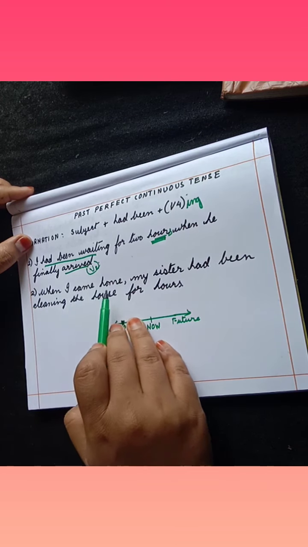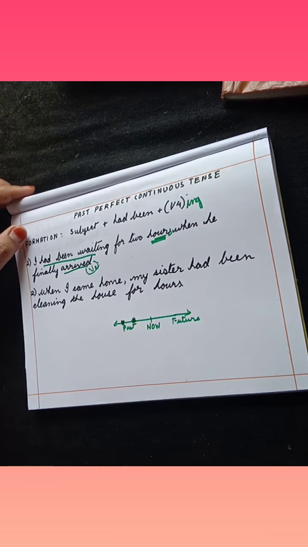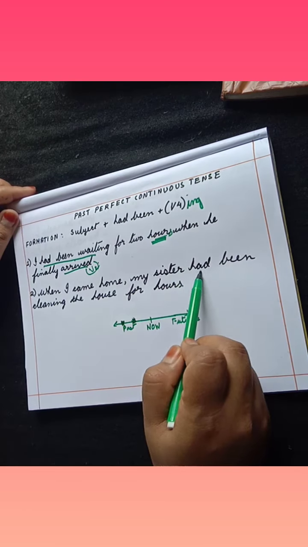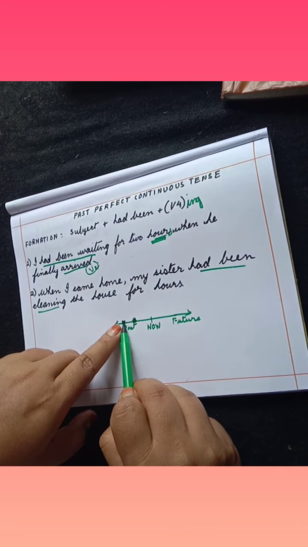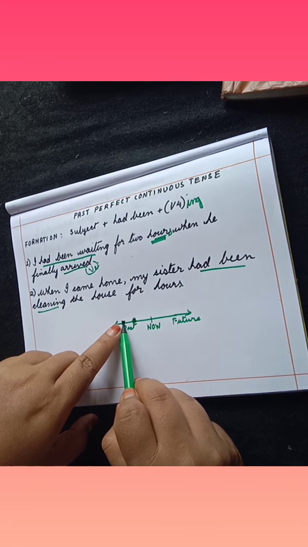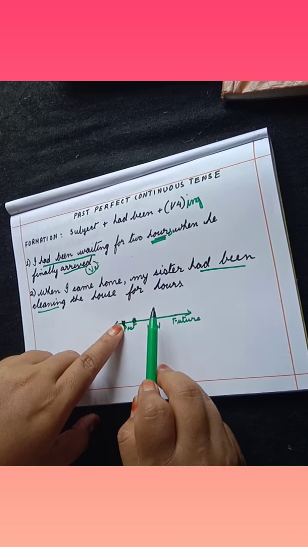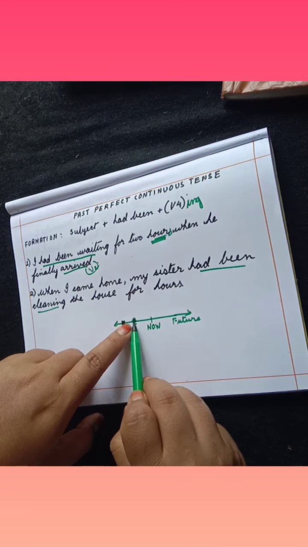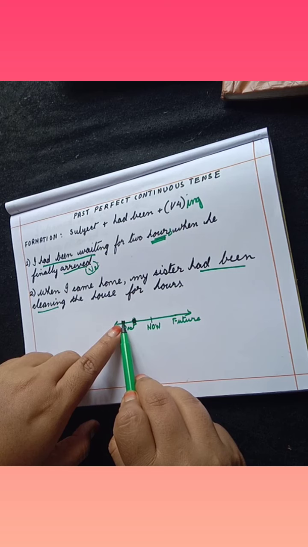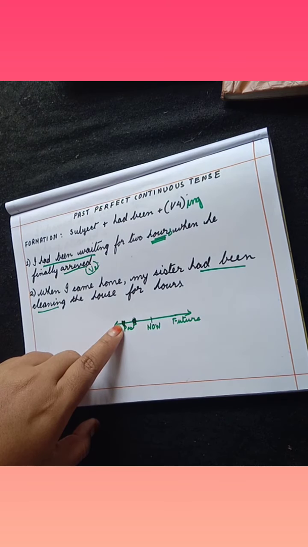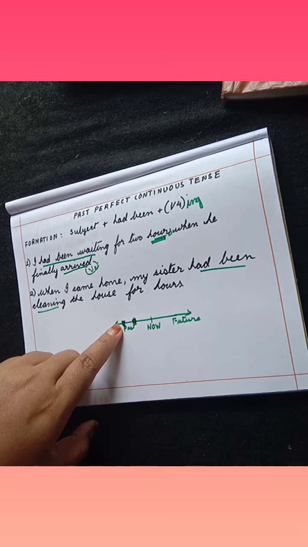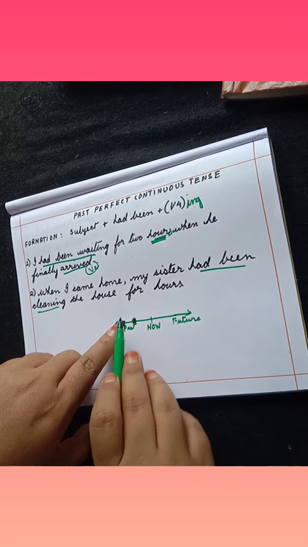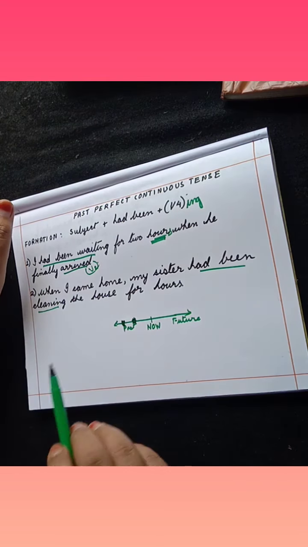So when I came home, my sister had been cleaning the house for hours. So my sister had been cleaning. This is the past perfect continuous. She had been cleaning, and her action was going on in the past, and then I arrived. She had been cleaning the room for hours. So when I arrived home, she had been cleaning the house for hours. So the first past action.